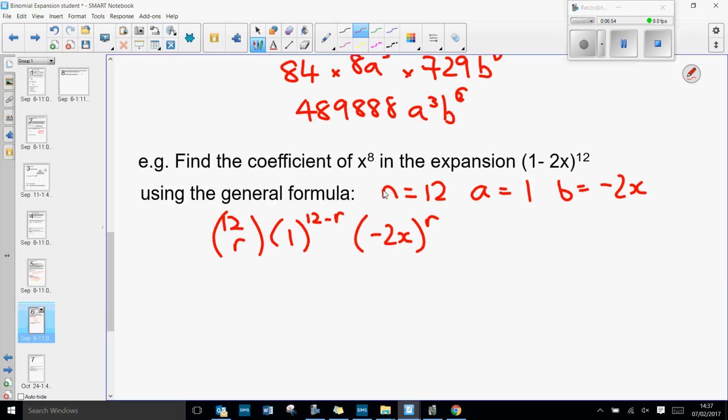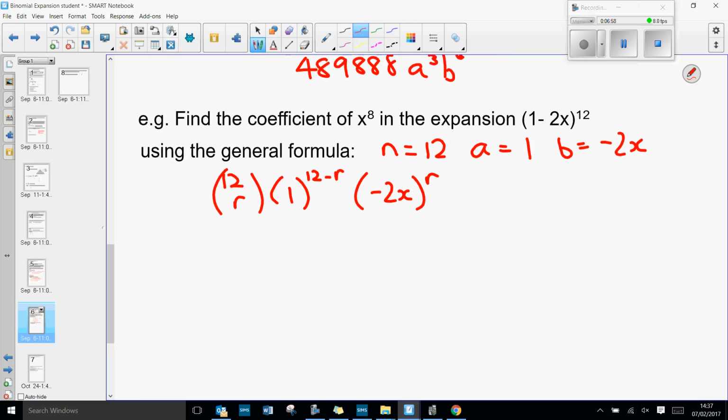So we're trying to establish the coefficient. What does coefficient mean again? The number in front. So we're trying to find just the coefficient of x to the power 8. This has no x involved, so that's not going to help us. This has an x. So what value of r are we looking for? r has to be 8.